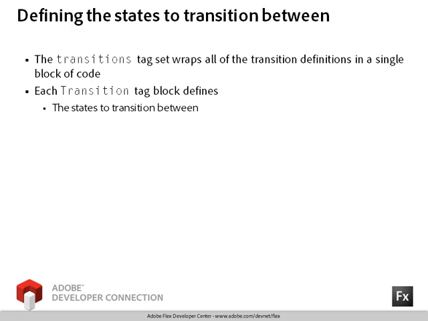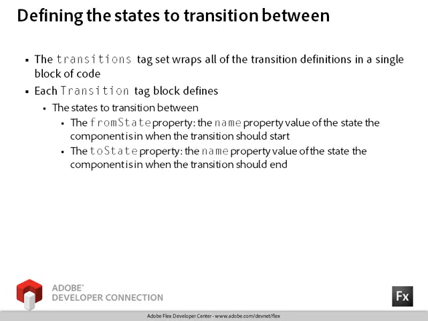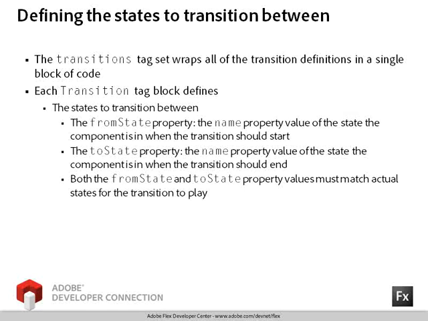Each transition is defined with a transition instance, which declares the states to transition between using the fromState and toState properties. The fromState property declares the name property of the state that the component should be in for the animation to start. The toState property declares the name property of the state that the component should be in for the animation to end. Note that both the fromState and toState property values must match for the transition to play. Each transition instance also defines the effects and components to animate.